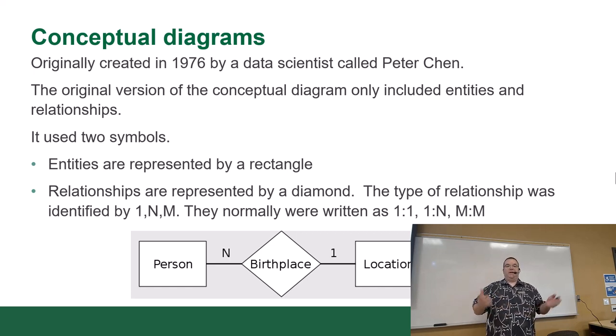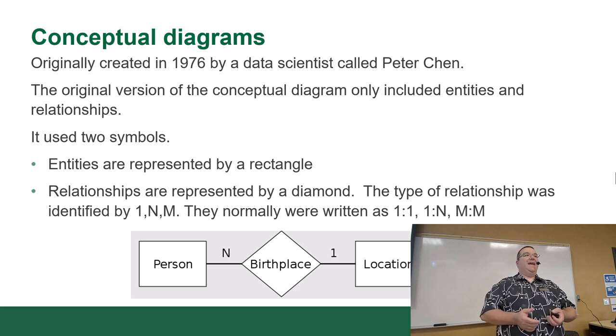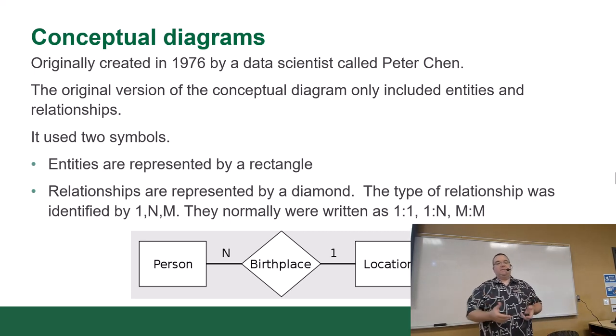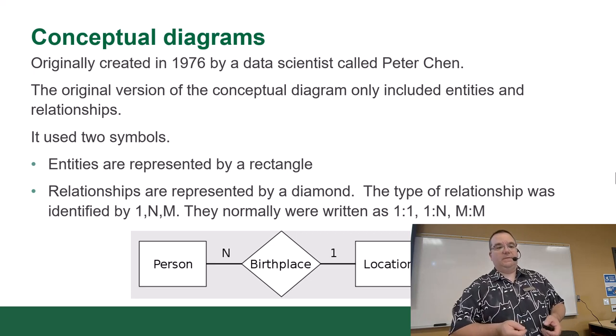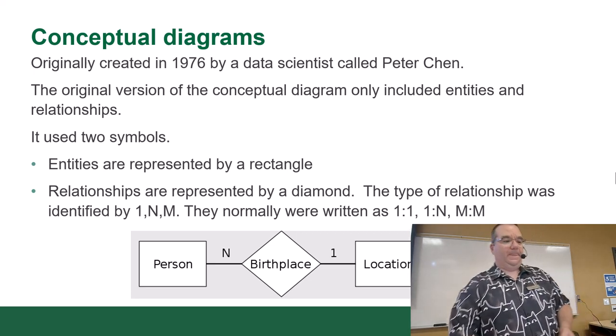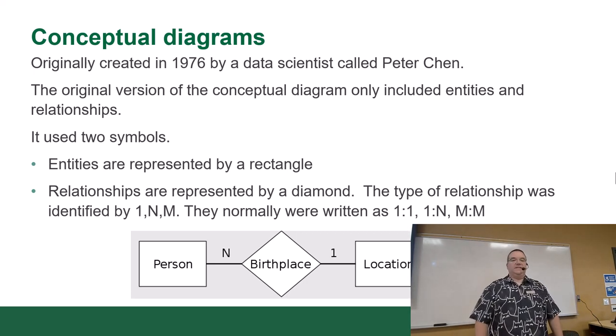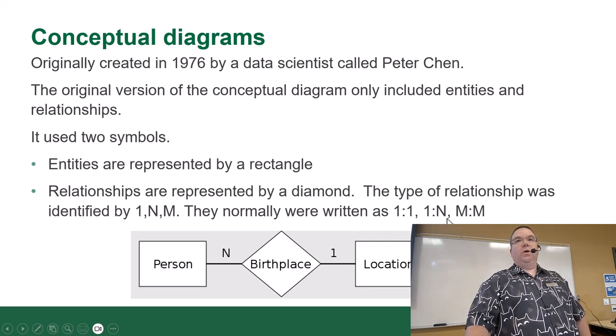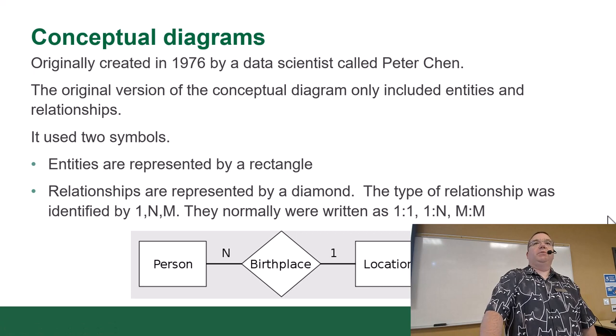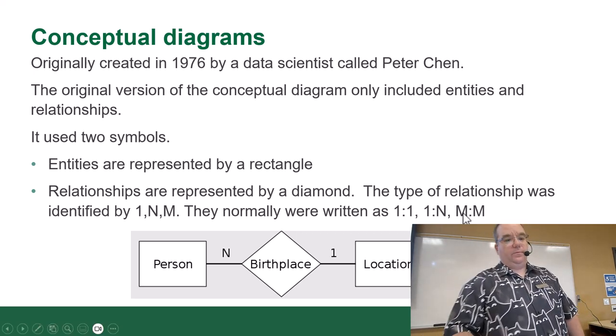The type of relationship was identified by actual notation on the diagram. So you'd have 1-1, 1-N, or MM. I've also seen it written as NM. Essentially it means one-to-one, one-to-many, many-to-many. Over the years, slightly different variations of this have occurred. I've seen 1-1, 1-N, I've also seen 1-M, I've seen MM and NM. It depends on where you went to school and whether or not they were following something that had typos in it.